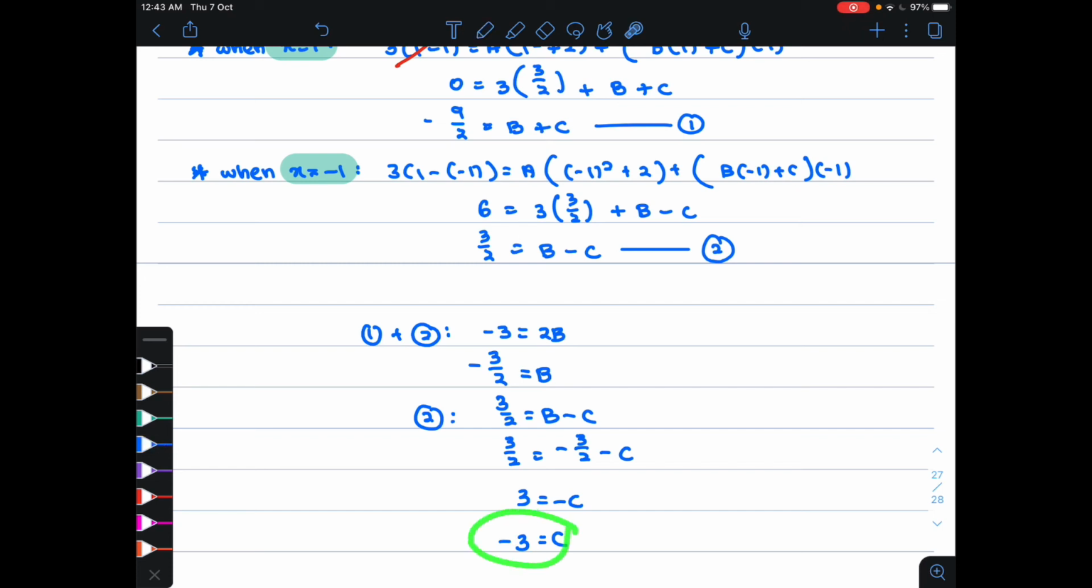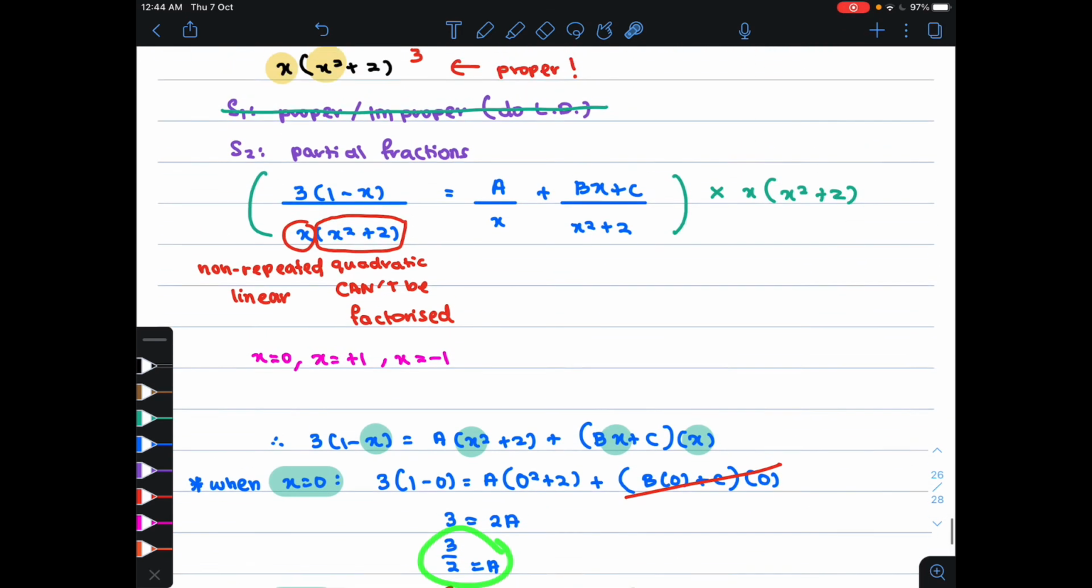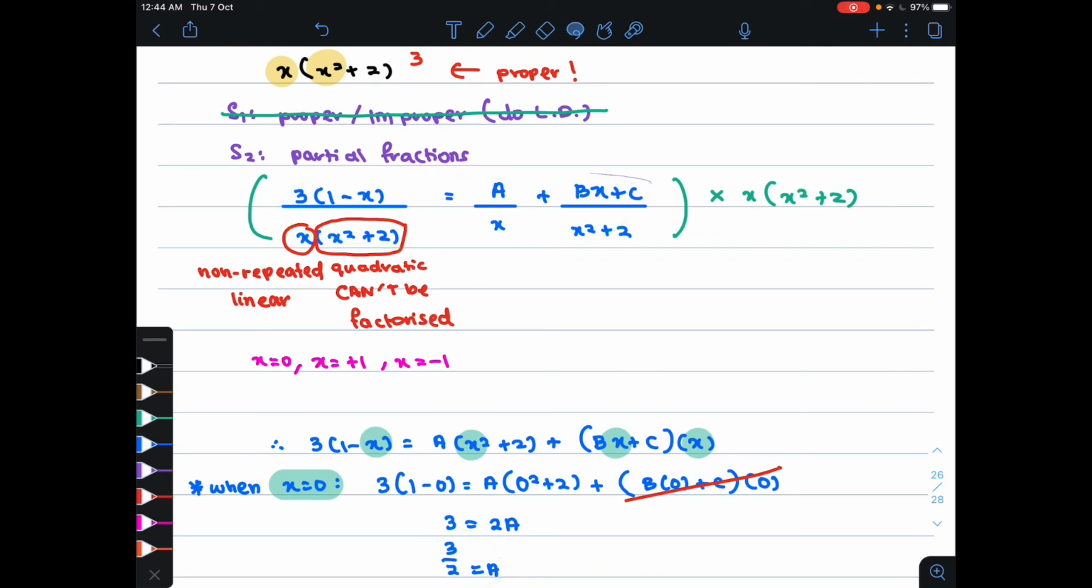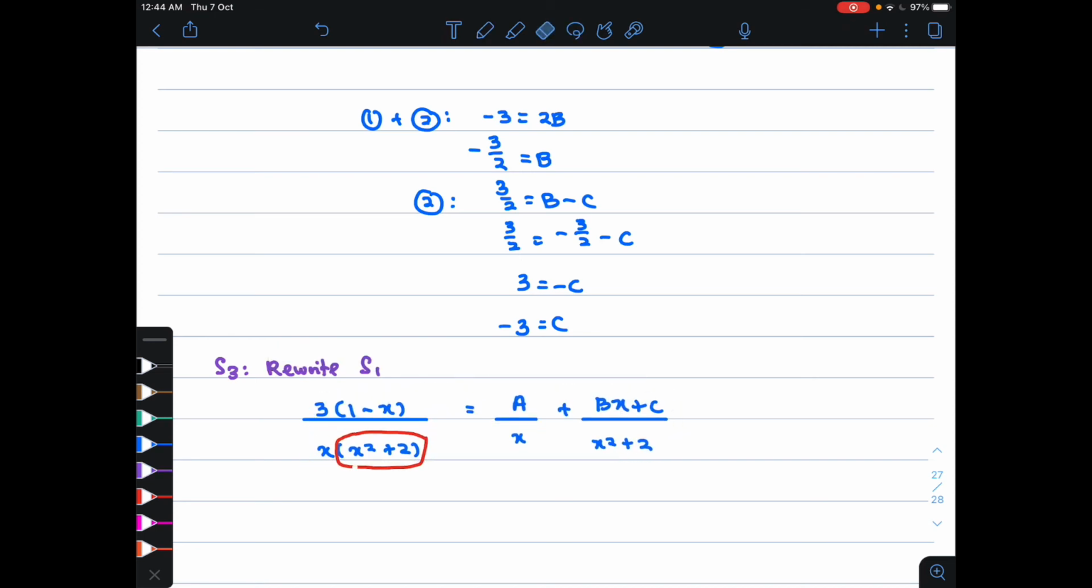Substitute C, B, and A back into our partial fractions. And that is for step 3. A is 3 over 2, B is negative 3 over 2, and C is negative 3. We need to simplify the right-hand side. Bring 2 to the denominator, so we'll get 3 over 2x.